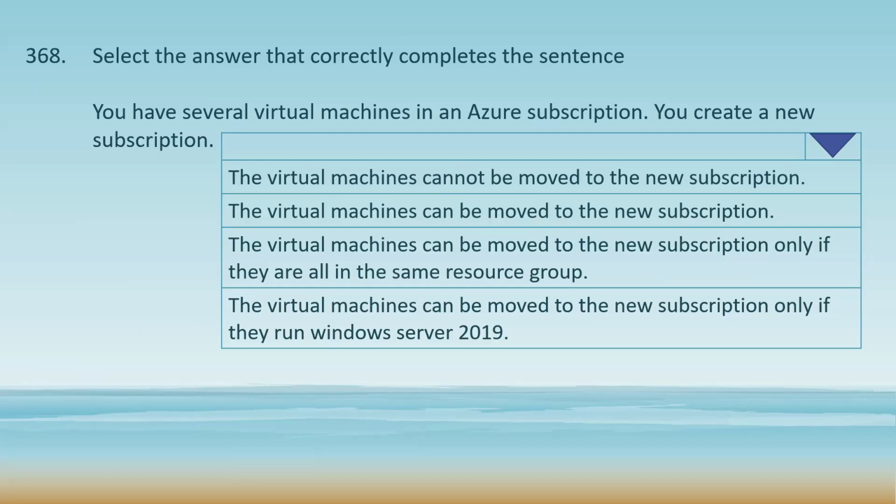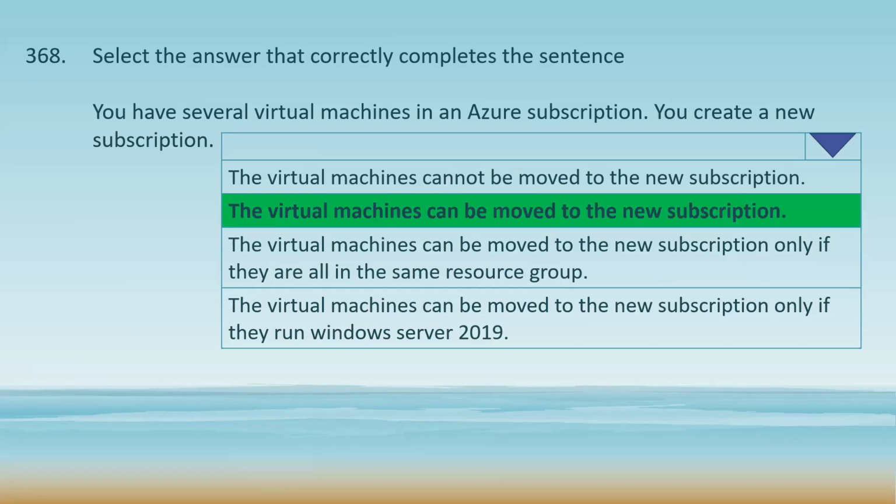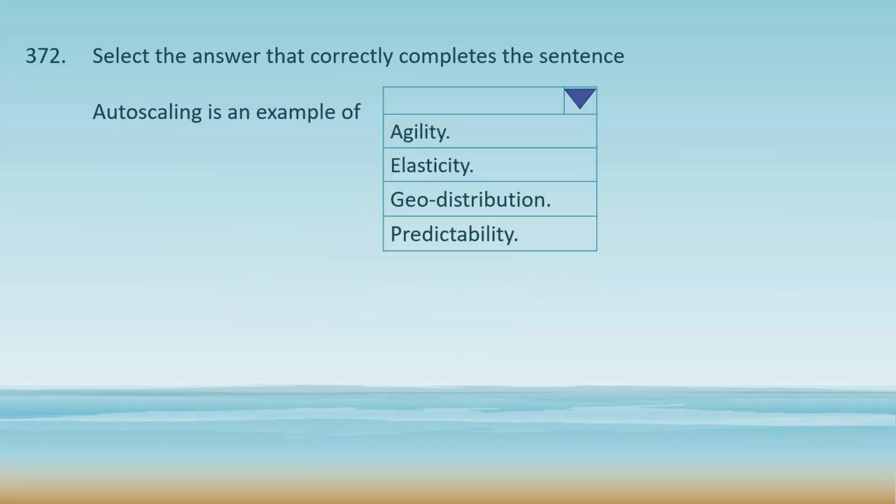Friends, you can move a VM and its associated resources to a different subscription by using the Azure portal. For a move across subscriptions, the resources and its dependent resources must be located in the same resource group and they must be moved together. For example, a VM with managed disks would require the VM and the managed disk to be moved together along with other dependent resources. Auto-scaling is an example of which of the following?